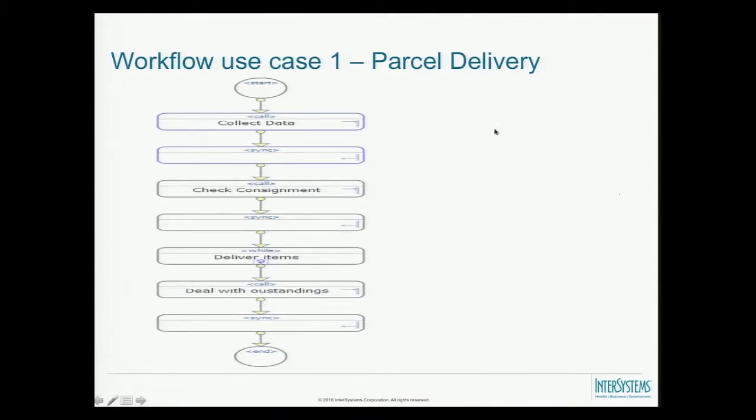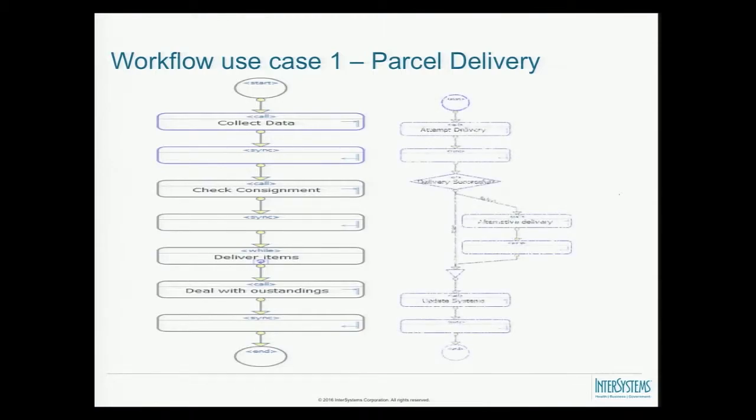We start off by collecting data, and this data collection might be the items to be delivered and the locations of delivery and traffic conditions and so on. Then we check consignment, so this is the individual making sure that they got the right material. And then we go through this while loop over here to deliver items. So they'll go through to the different addresses. So what does that while loop look like? If I drill down into that, it looks as follows.